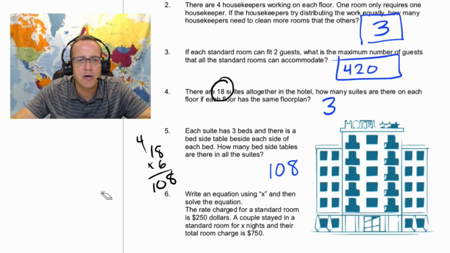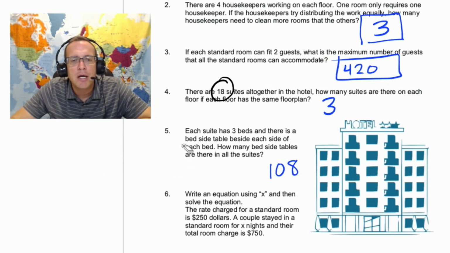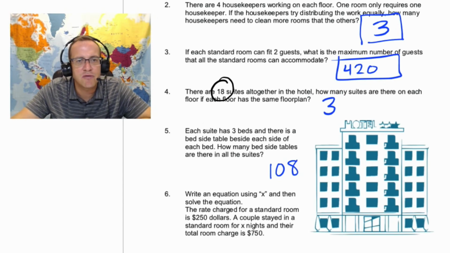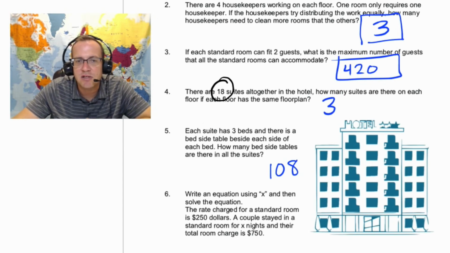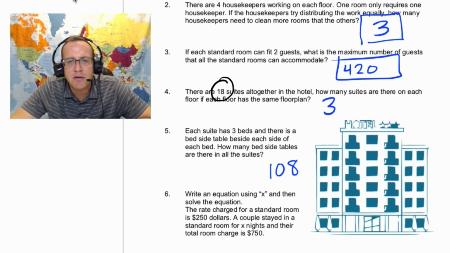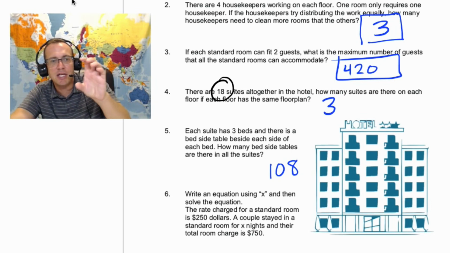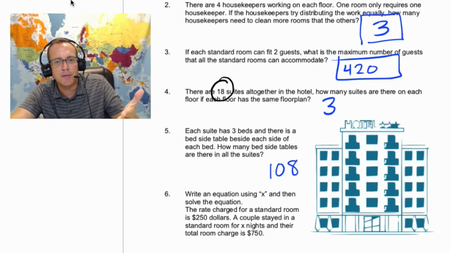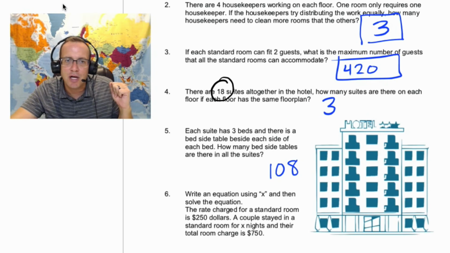You're almost there, almost all the way through this little packet. Number 6, write an equation using x and then solve the equation. Okay, so we need an equation. And remember, equations have equal signs. The rate charged for a standard room is $250. A couple stayed in a standard room for x nights, and their total room charge was $750. So what I need you to do is write out the actual equation and then solve for it. Okay, go ahead and give this one a try on your own.